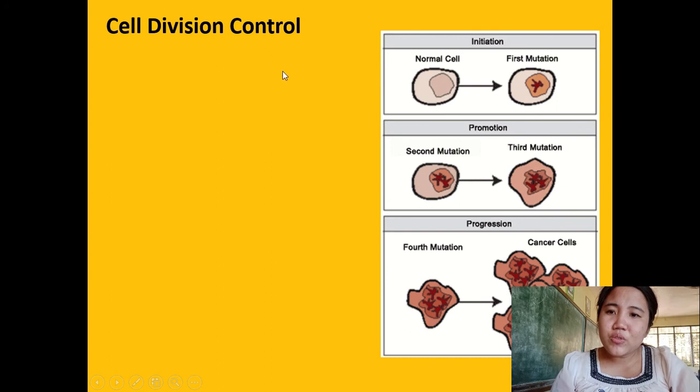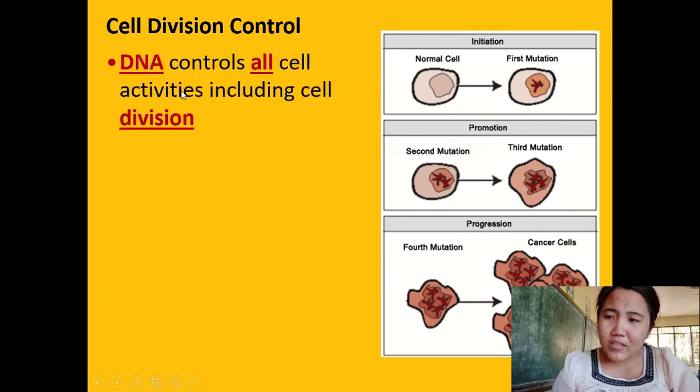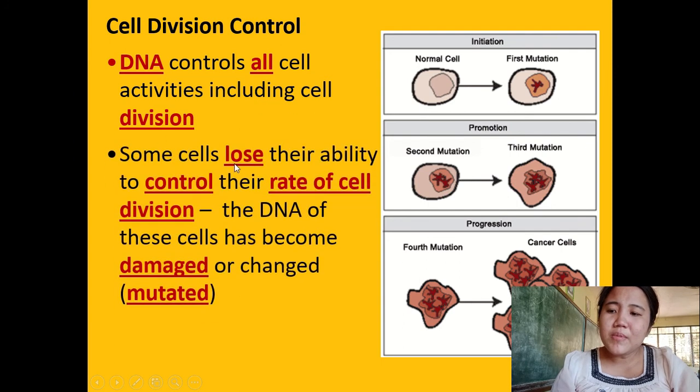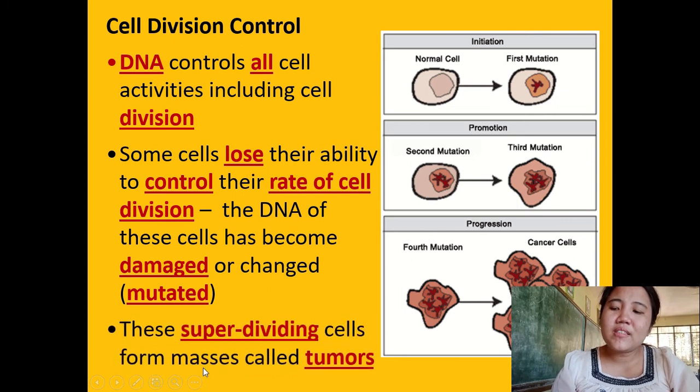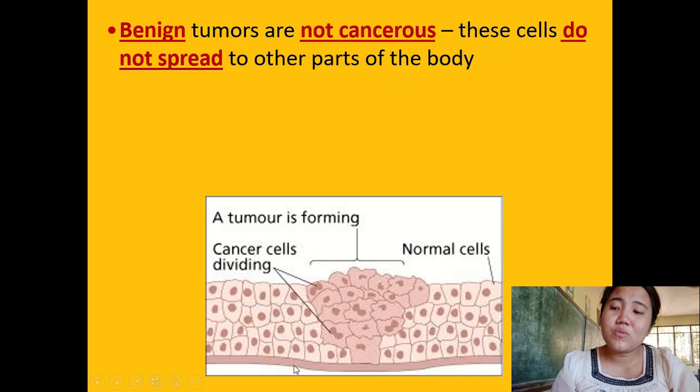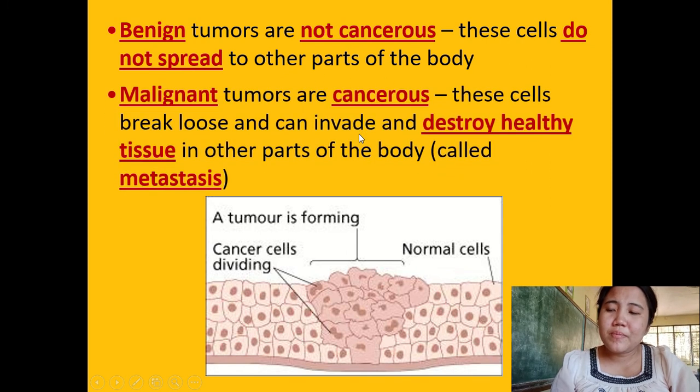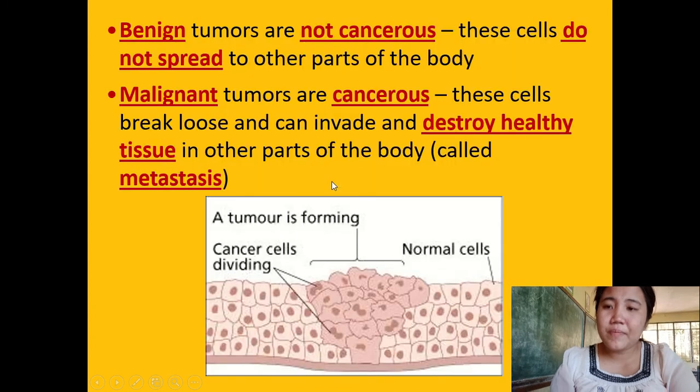So I have here the cell division controls. DNA controls all cell activities, including cell division. Some cells lose their ability to control their rate of cell division because the DNA of this cell has become damaged, changed, or mutated. The superdividing cell masses are called tumors. Benign tumors are not cancerous; these cells do not spread to other parts of the body. Malignant tumors are cancerous.